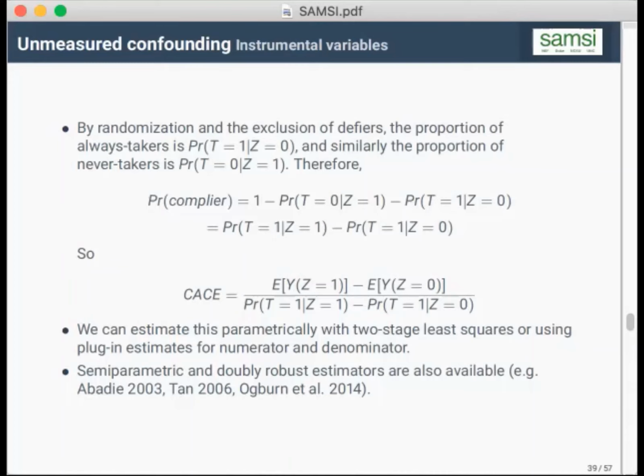And this allows us to identify the probability of being a complier, or the proportion of compliers. So this tells us that the CACE is identified by, here in the numerator, the intent to treat effect, and in the denominator, the probability of compliers. We can estimate this parametrically with two-stage least squares, or using plug-in estimates for the expectations in the numerator and denominator. And there are also semi-parametric and doubly robust estimators available.